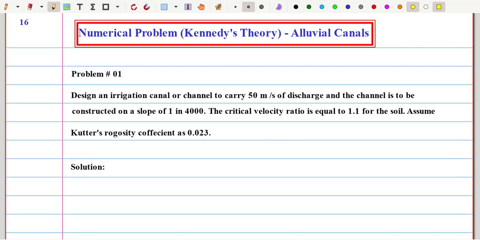Now the third step is, what was our third step? Step number three was to find out the perimeter of channel or canal, okay, which is represented with P, wetted perimeter. And perimeter means we need to find out the value of Y, X and all these things. Let's try it out.